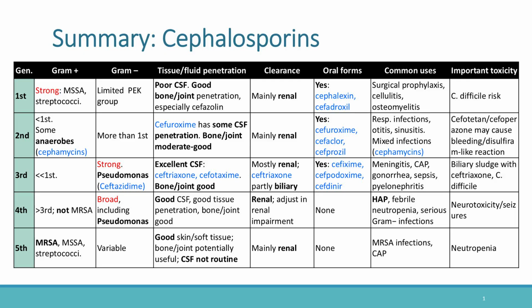First-generation agents provide the strongest gram-positive coverage but relatively limited gram-negative activity. Second-generation agents increase gram-negative coverage and add some anaerobic activity. Third-generation agents substantially expand gram-negative coverage and achieve excellent cerebrospinal fluid penetration. Fourth-generation agents combine broad gram-negative activity with anti-pseudomonal effectiveness and improved beta-lactamase stability. Finally, fifth-generation agents introduce MRSA coverage through activity against PBP2A.